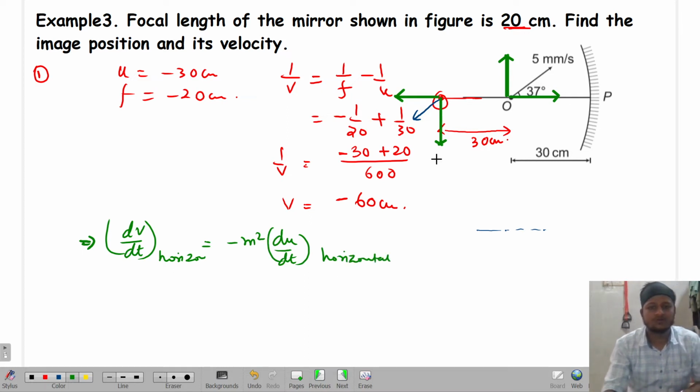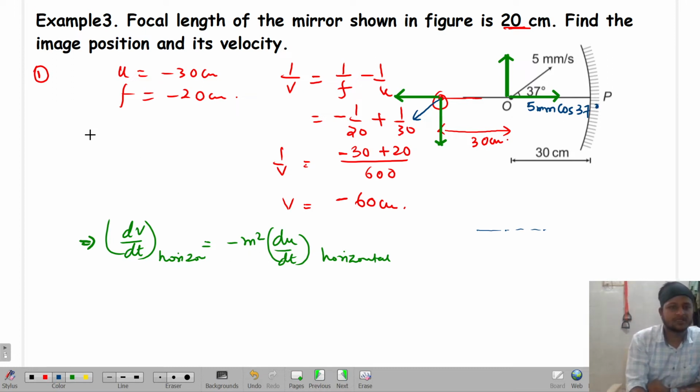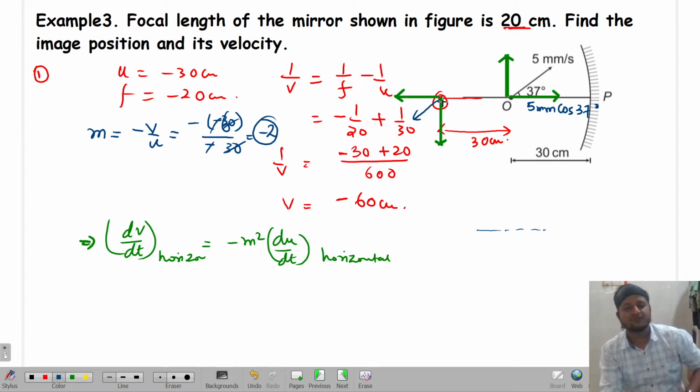Now, what is your horizontal velocity component? It is equal to 5 millimeter cos 37 degree. Got it or not? So now look over. First, you need to calculate the magnification or not. So magnification is equal to minus of v by u. V is how much? Minus 60. U is how much? Minus 30 only. Minus got cancelled. And magnification is equal to how much? Minus of 2. So actually image is formed elongated over here. Real and inverted and elongated. Got it or not? Gagan, Anuj, are you able to get me or not? Yes or no?